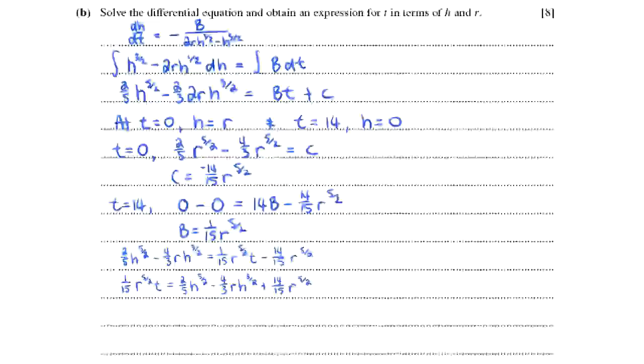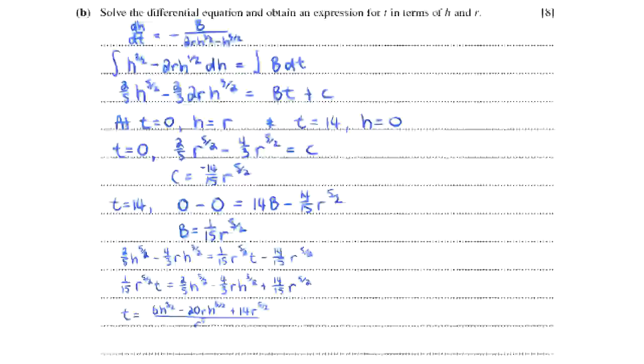Okay, so we're multiplying t by r to the 5 on 2, and we're dividing it by 15. So when we take those over, we're going to multiply every term by 15, which is nice. It's going to get rid of those fractions. And we're going to divide everything by r to the 5 on 2. And so we get 2/5 times 15 is 6, h to the 5 on 2, minus 4/3 times 15 is 20. So we've got 20 r h to the 3 on 2, and 14 on 15 times 15 is just 14. So plus 14 r to the 5 on 2, all divided by r to the 5 on 2.